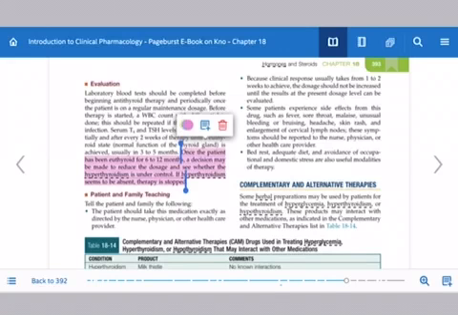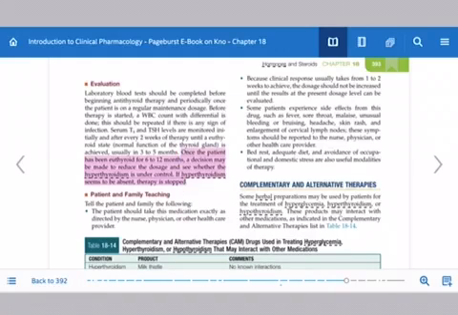Okay. Patient and family teaching: take it exactly as prescribed. It says because clinical response usually takes 1 to 2 weeks to achieve, dosage should not be increased until the results at the present dosage level can be evaluated. If there are any side effects, look at the side effects. Make the patient aware of the side effects: headaches, bruising, skin rash, and so on, and then make sure the patient gets plenty of bed rest. Adequate diet and avoidance of occupational and domestic stress are also useful modalities for these patients.